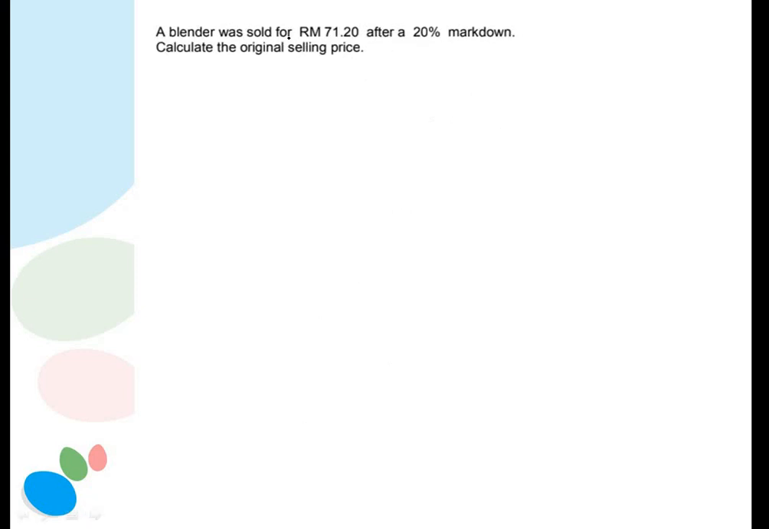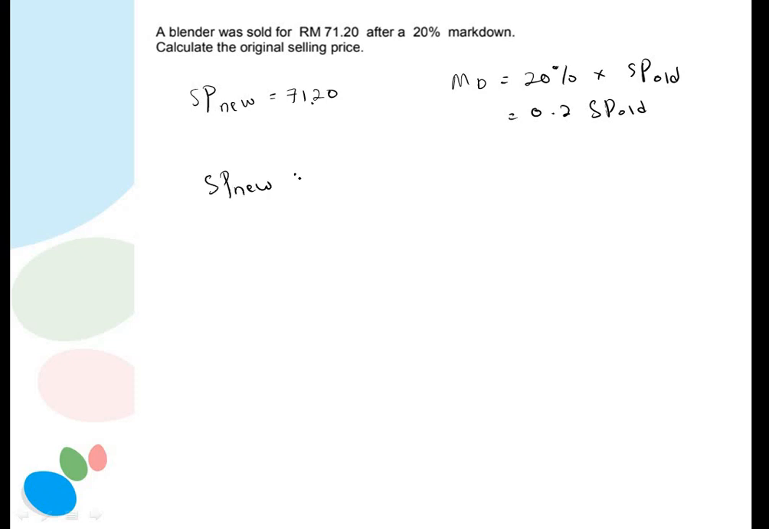Okay, one more question. A blender was sold for RM71.20 after a 20% markdown. Okay, calculate the original selling price. So 71.20 is the new selling price. After a markdown of 20% from the old selling price, or 0.2 old selling price. Okay. Markdown, the new selling price equals the old selling price minus the amount of markdown. Okay, our new selling price is 71.20.